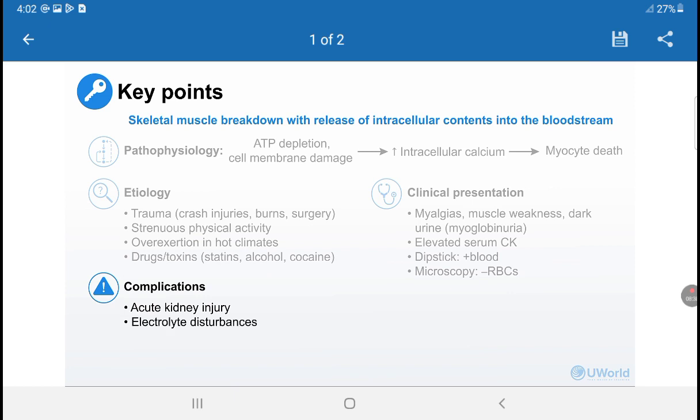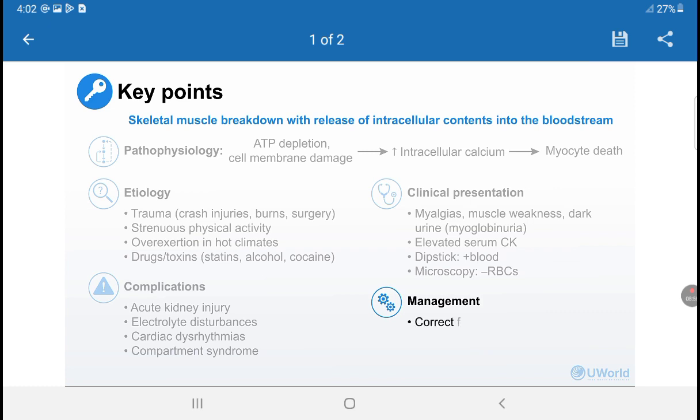Electrolyte disturbances are also frequently seen and can cause complications, including cardiac dysrhythmias. Compartment syndrome may occur due to swelling of the involved muscles. The main goal in the management of rhabdomyolysis is to recognize and treat the resulting fluid and electrolyte abnormalities in order to prevent acute kidney injury and other complications. The prognosis is generally favorable with appropriate treatment.